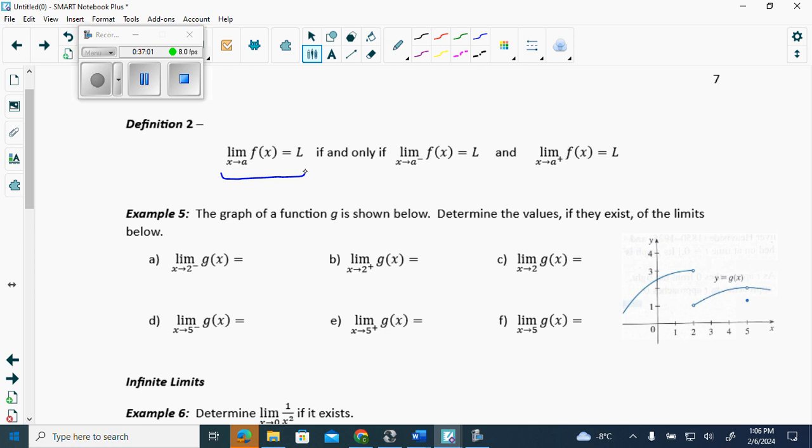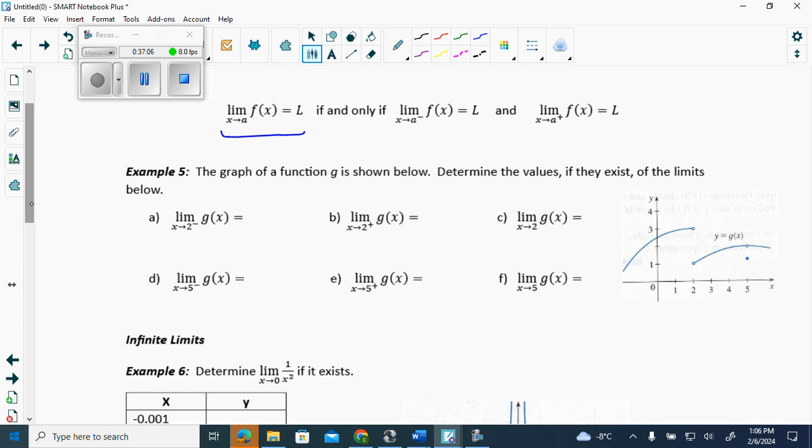Okay? So we're going to look at some graphs here. The graph of function g is shown below. Determine the values, if they exist, of the limits below. Does the limit actually ask me what the value is at that number? Do I care what the value is at the number? No. Limit is approaching from the left, from the right. If they're the same, the limit exists.